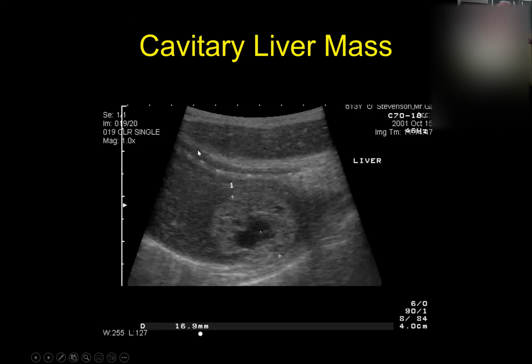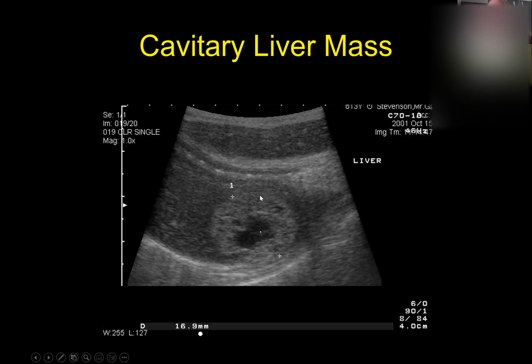Okay. What about this mass here? I see another mass. Here's normal looking liver over here. Here's the diaphragm. But now I have this mass or nodule inside the liver here. So again, am I going to bet this thing is benign or malignant? Well, this one is kind of half and half. It doesn't really read the book one way or the other. So you're kind of 50-50 toss up on this one.